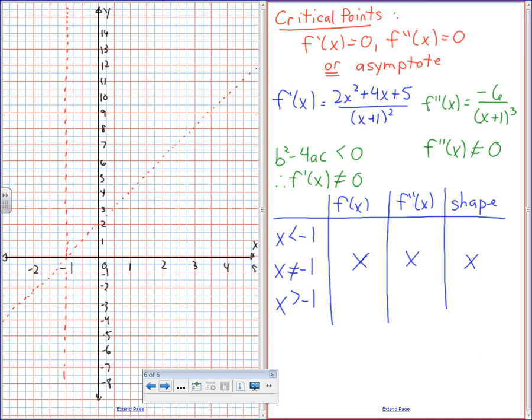Okay, so for x less than -1, let's pick my favorite number less than -1, which is -2. I like -2. -2 squared is going to be 4. 4 times 2 is 8. -2 times 4 is -8. That's lovely. That cancels out beautifully, so the numerator is 5, so we're good.